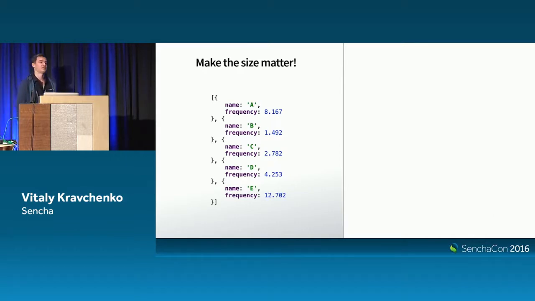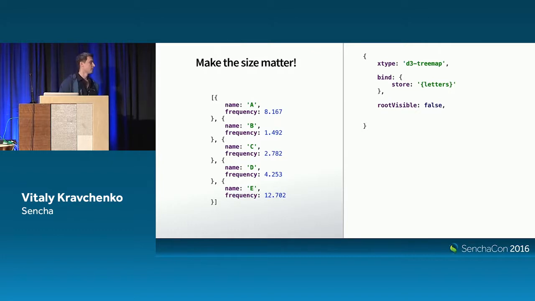Now, I'd like to emphasize that even though hierarchy components are predominantly meant to be used with hierarchical data, they can be helpful even if you have no hierarchy in your data. So in this case, we have a flat array of objects that have a name field and a frequency field, where the frequency field corresponds to the rate of occurrence of a particular letter in the English alphabet. And so we could use something like treemap to render this data.